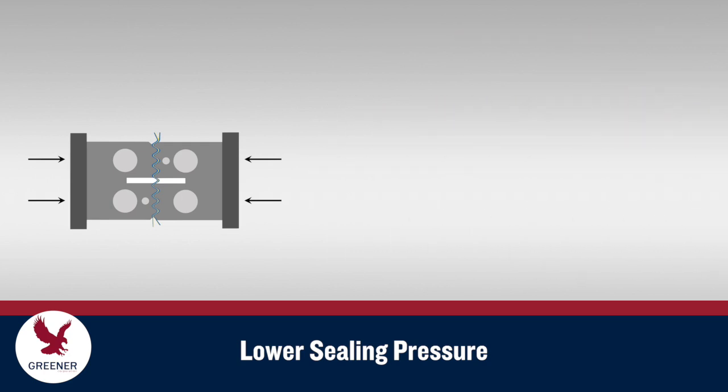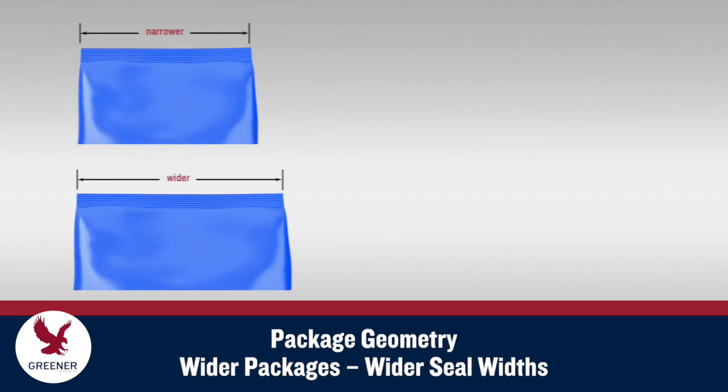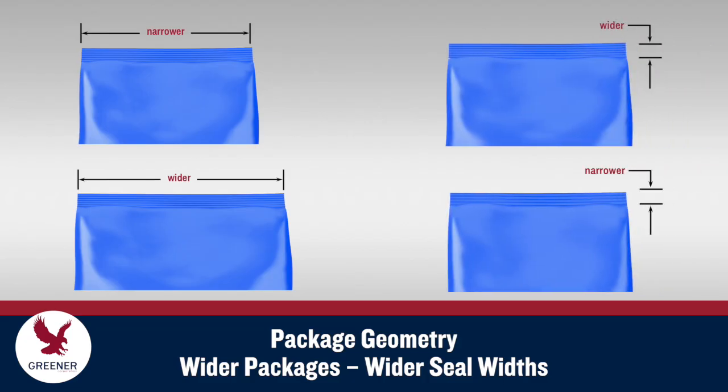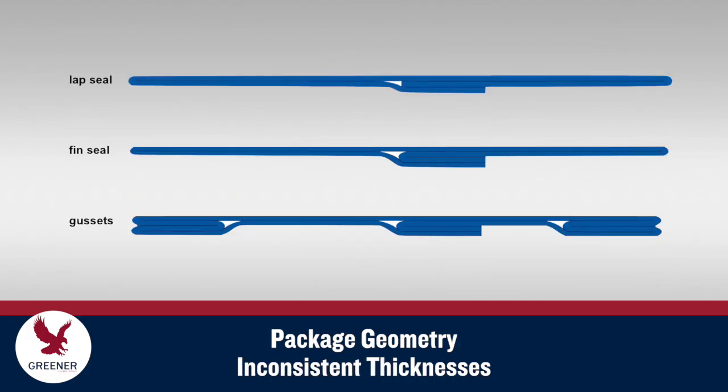Force has limited adjustability on most machines. Package geometry also matters, where wider packages or wider seal widths spread force over a larger area and dilute sealing pressure, and varying thicknesses are created by the fin or lap seal. Gussets and wrinkles make it difficult to apply adequate sealing pressure without distorting or damaging the package.